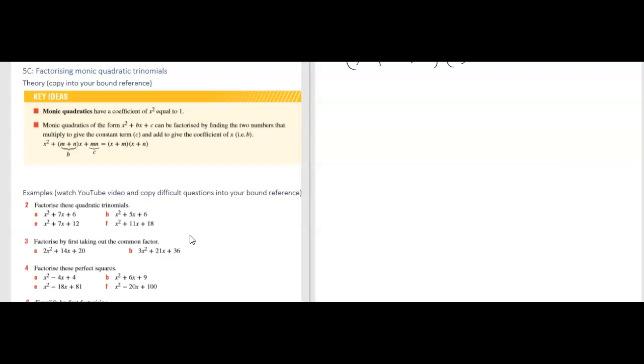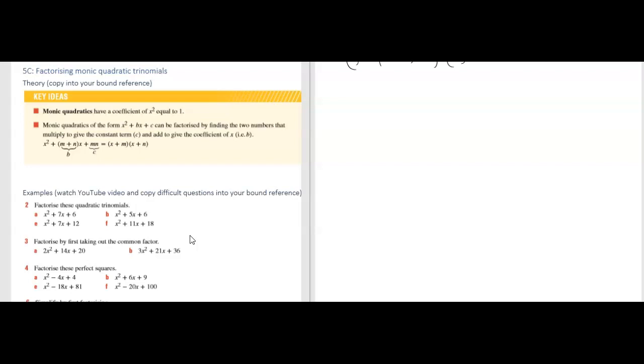All right, so the second dot point in your key ideas, which you should be putting into your bound reference, is that monic quadratics of the form x squared plus bx plus c can be factorized by finding the two numbers that multiply to give the constant term, c, and add to give the coefficient of x. So you're looking for two numbers that when you multiply them together give c, and add to give you b, the coefficient of x.